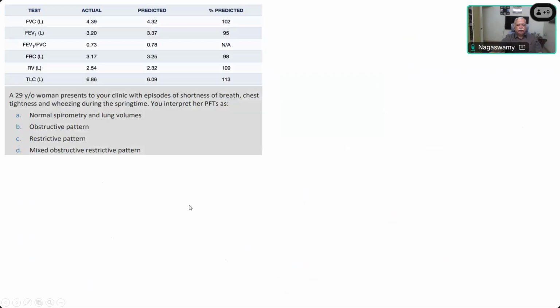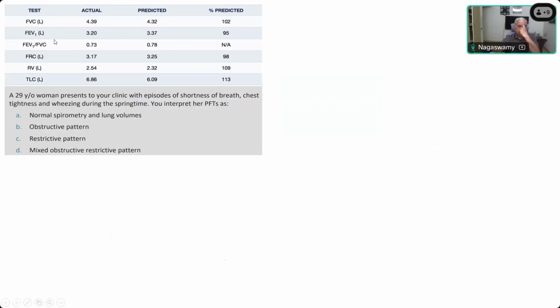Now we go to the actual testing of pulmonary function test. This is the value that is given. A 29-year-old woman presents with episodes of shortness of breath, chest tightness, and wheezing during springtime. To interpret her PFT, these are the options: whether it is normal, obstructive, restrictive, or mixed disorder. You can see the actual measured FVC is 4.39. The predicted FVC is only 4.32. So it is more than the predicted value, and the percentage is 102%.